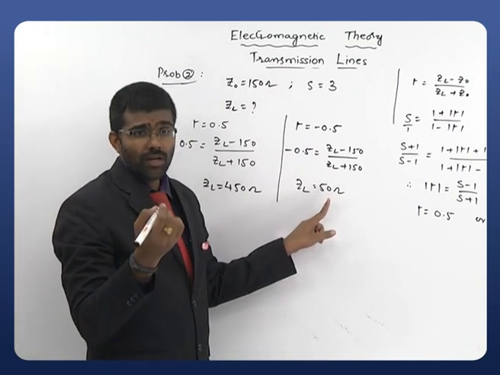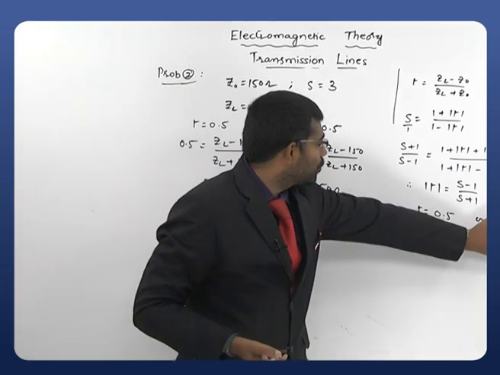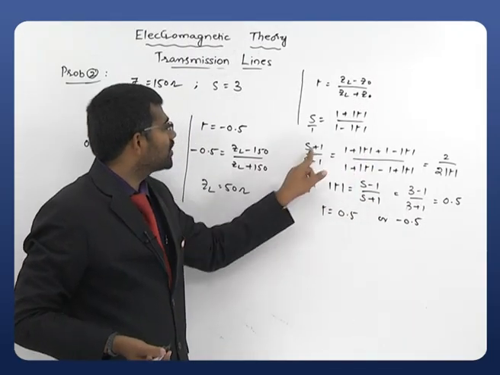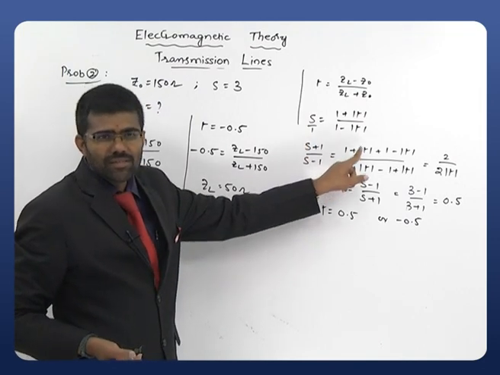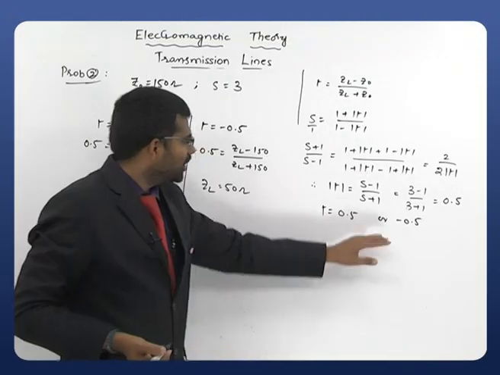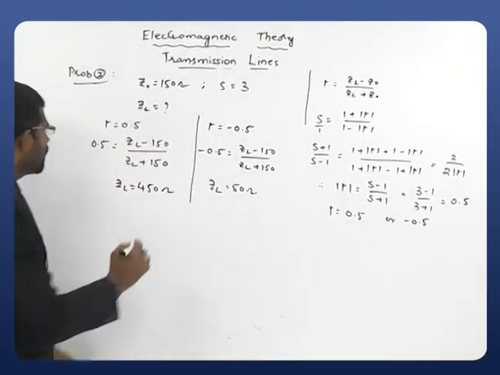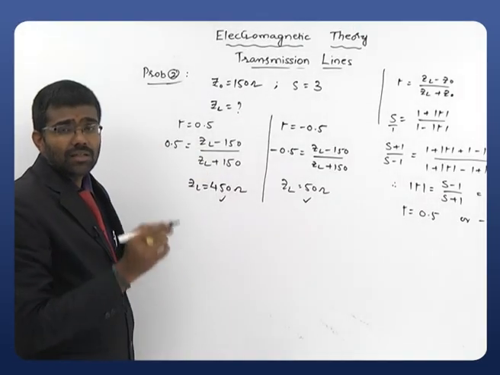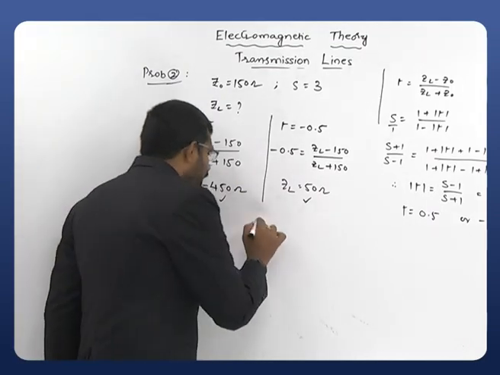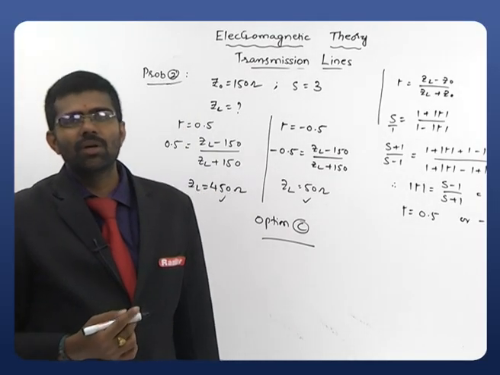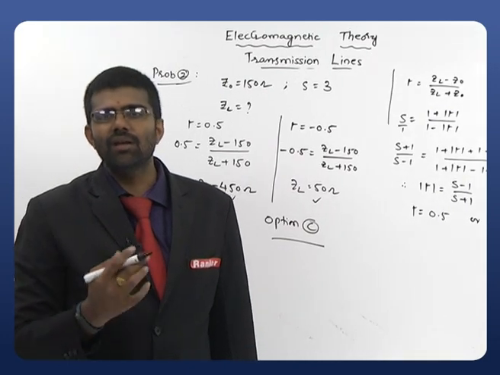Most of you may make a simple mistake: you will consider only the positive value. But clearly remember that this is the magnitude that we are considering for the calculation of S. Since it is a magnitude, gamma may be either positive or negative. So most of you may think only of the positive value, but this is also a possible value of ZL, that is options A and B. So both A and B, given in option C, is the right answer. This is a simple problem using ZL, Z0, gamma and S.